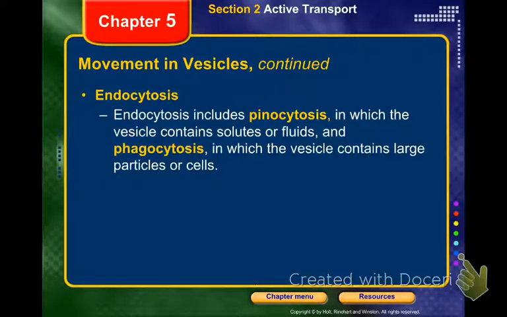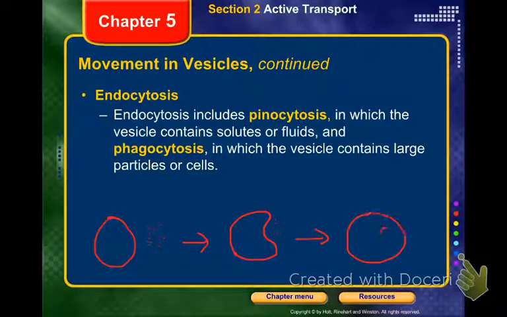And it starts out really simply. If you have your particles here that you want to ingest, whether they're solid or liquid, your cell comes along, and then your cell will extend itself to surround those particles. And then you end up with those particles inside the cell wrapped in its membrane. And that now is a vesicle.